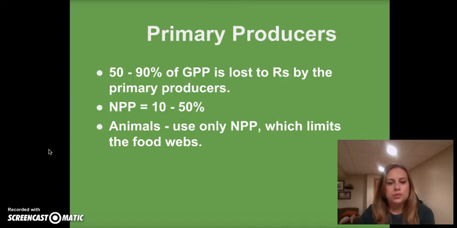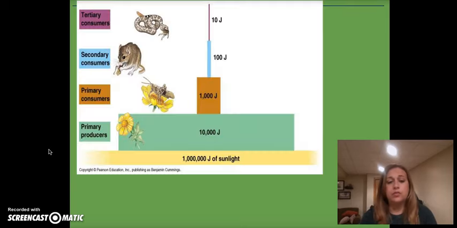So for primary producers, about 50 to 90% of the gross primary productivity is actually lost due to respiration by the primary producers themselves. So just on them using their energy to stay alive, most of that is going to be gone. So then the net primary productivity is down to 10 to 50%. And animals can only use the net primary productivity. So it's really going to put a limit on food webs. And this is just showing you that.